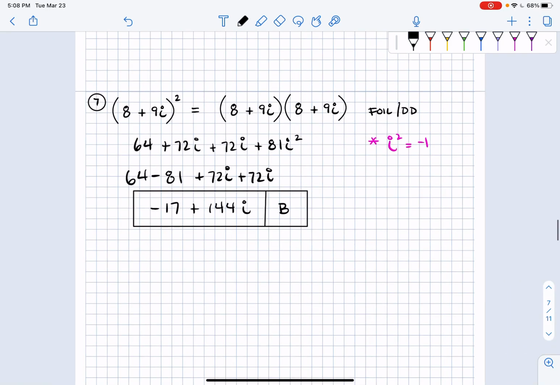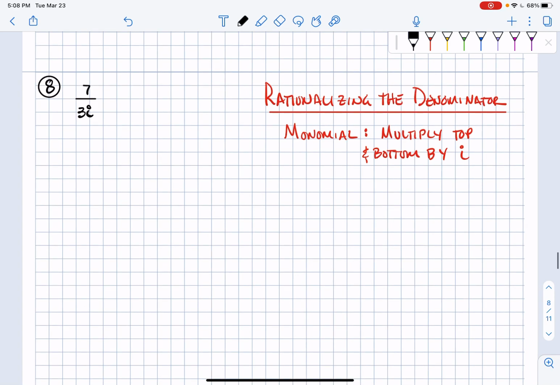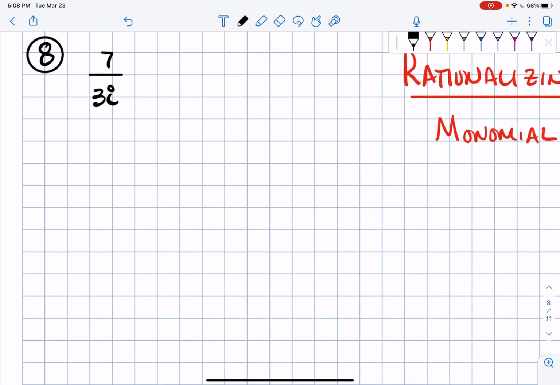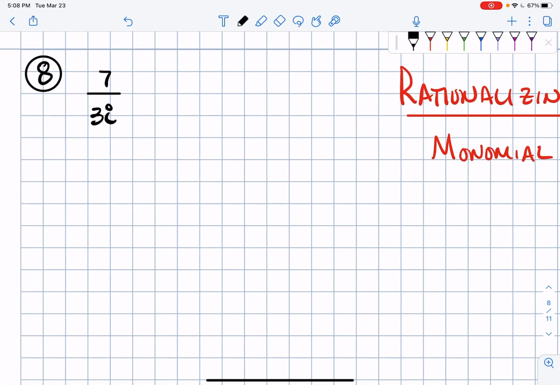Close enough. All right, so that's number 7. Number 8, rationalize the denominator. So I got to get rid of the i out of the denominator. You can't have radicals in the denominator, and i is a radical. Nice part about these is that with monomials, the 3 is allowed to be there, the i is not.